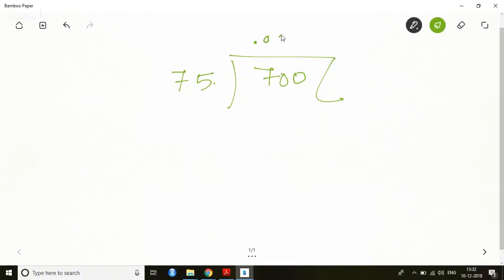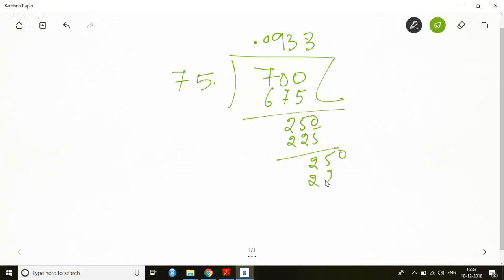Then how many times will it go? It will go 9 times. This will be 675. This will be 25. So it will go 3 times. And this will be 225. And this will again be 25. This will again go 3 times. So this will be 225. This will again be 25.